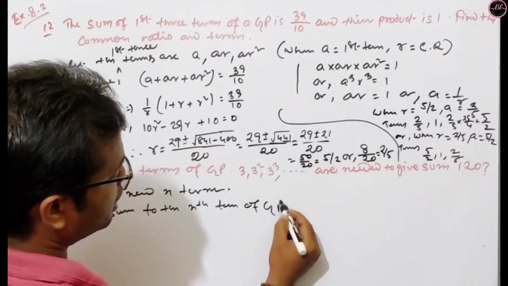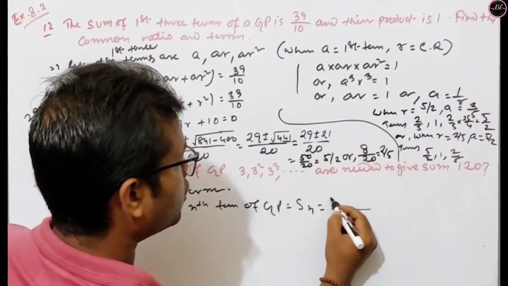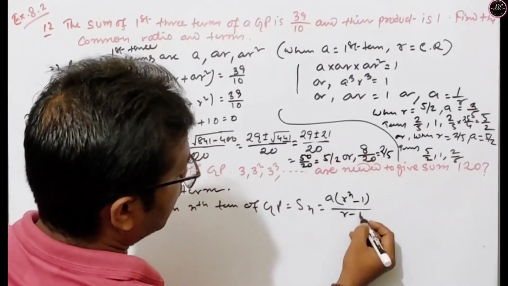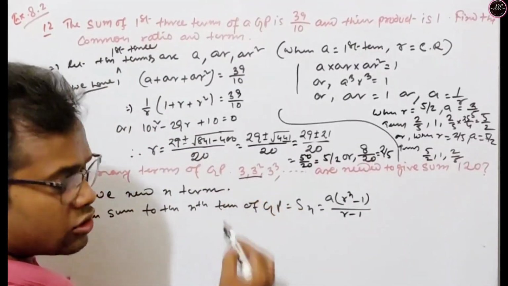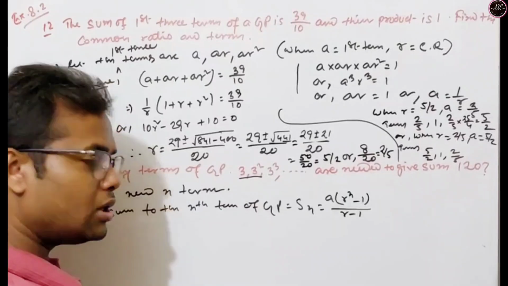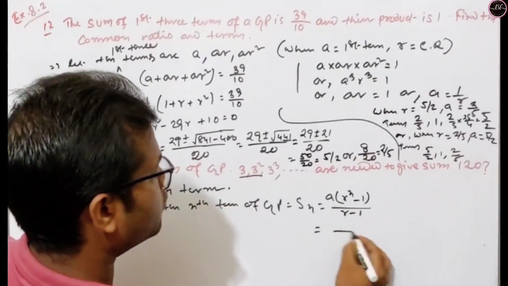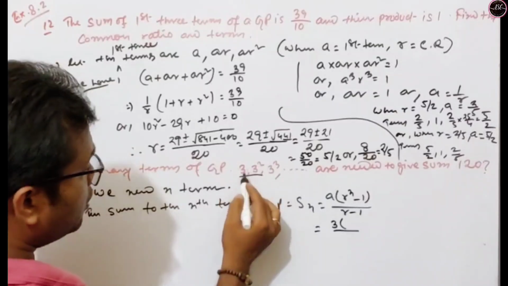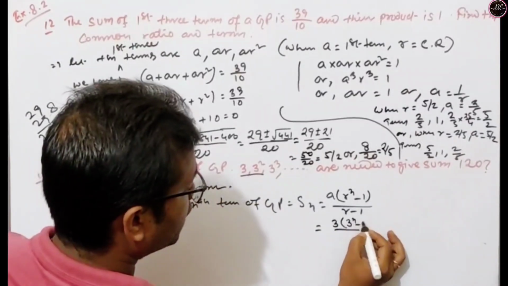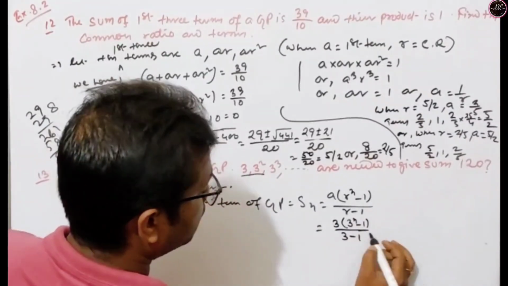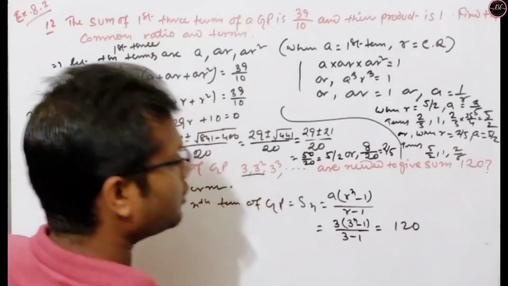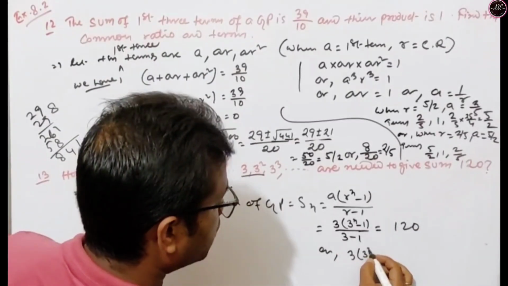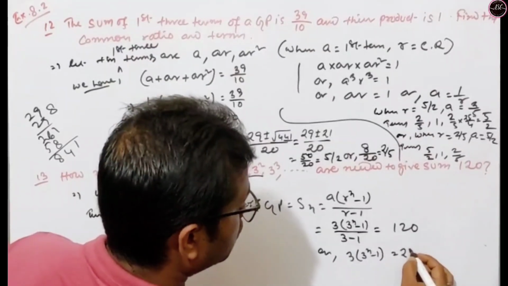Okay, so the sum to the nth term of GP, Sn equal to A into r to the power n minus 1 divided by r minus 1. Here r equal to 3 square by 3, that means 3, greater than 1. So we use this formula. So just put the value here, A equal to 3, r equal to 3, to the power n minus 1 divided by 3 minus 1. Okay, this will be 120. Okay, just calculate this. 3 into 3 to the power n minus 1 equal to 240.